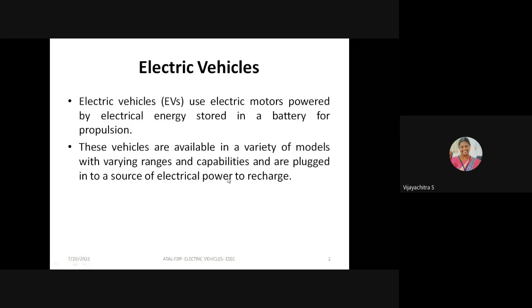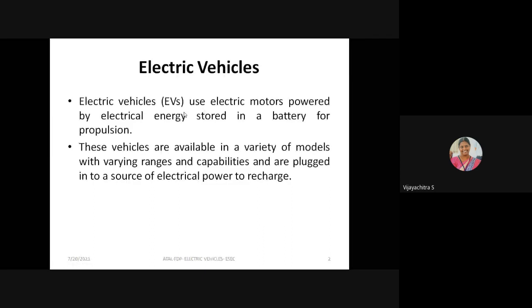These vehicles are available in a variety of models with varying ranges and capabilities and are plugged into a source of electrical power to recharge. Initially they developed an electric vehicle with a single range, single model. After undergoing a lot of tests, they extended the ranges and capabilities. Now electric vehicles are in huge usage.